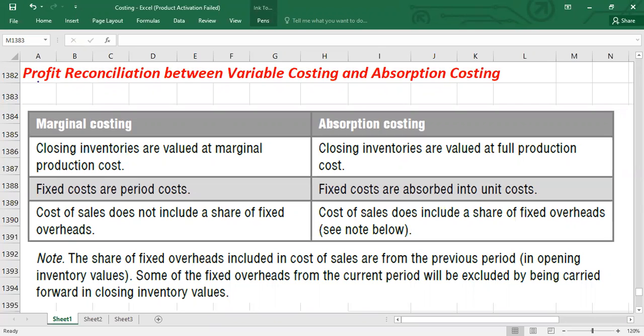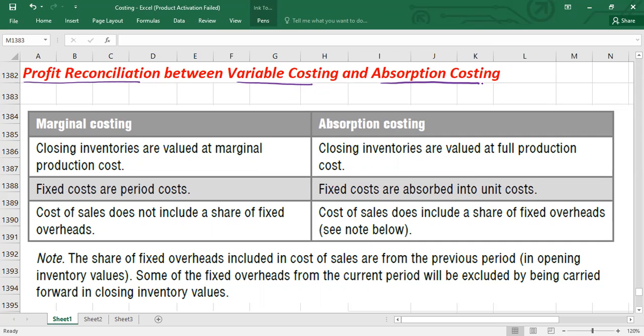In this video, we are going to talk about profit reconciliation between variable costing and absorption costing. If you want to know the detail of variable costing and absorption costing, I mean to say how to calculate the product cost by using each costing method, or how to prepare the income statement by using variable costing or absorption costing, you can find the link of all those videos in the description of this video. So in this video, I'm just going to talk about how to reconcile the profit between variable costing and absorption costing.